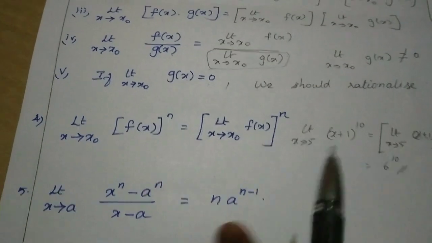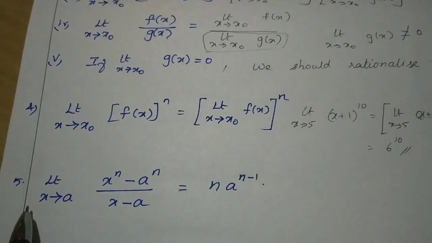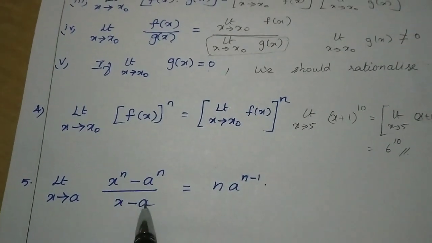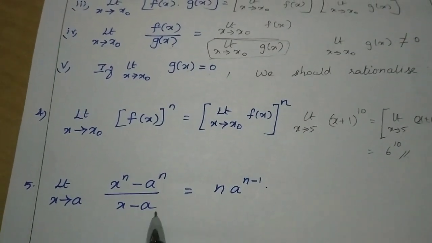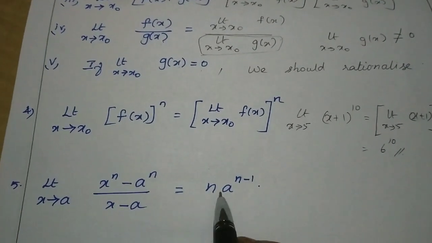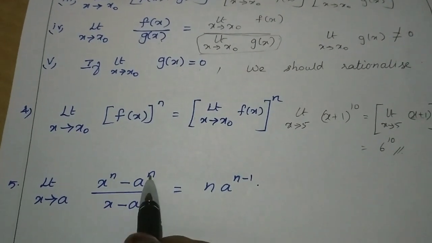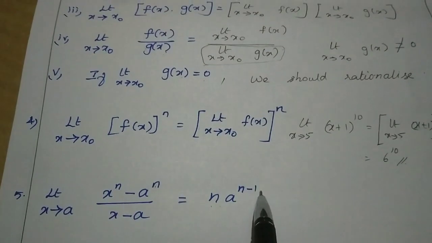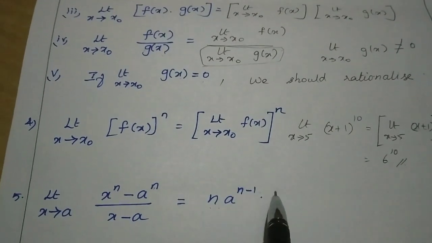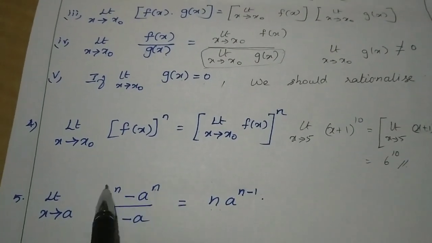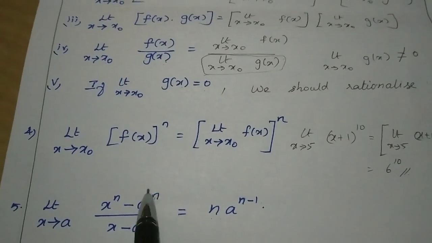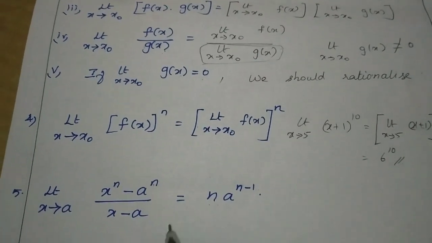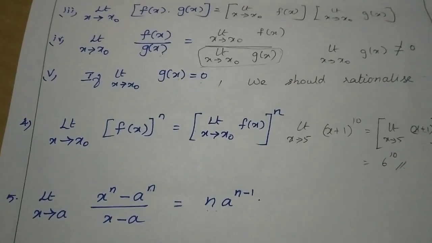Clear? Now we are going to see the most important theorem statement. Limit x tends to a of x power n minus a power n by x minus a. The answer will be n into a power n minus 1. You should remember the powers should be the same in the numerator. Then only we can apply this theorem for any question. So these are the 5 theorems on the intro part.